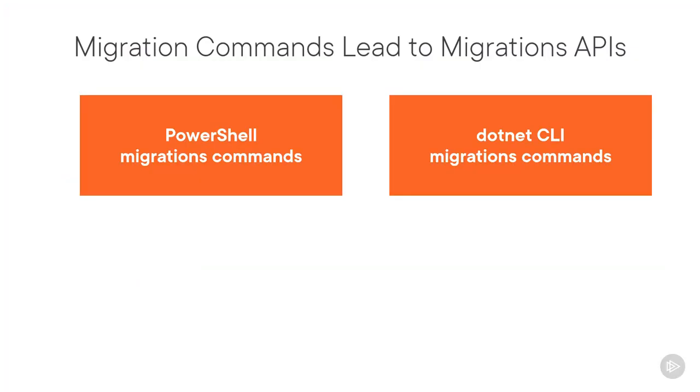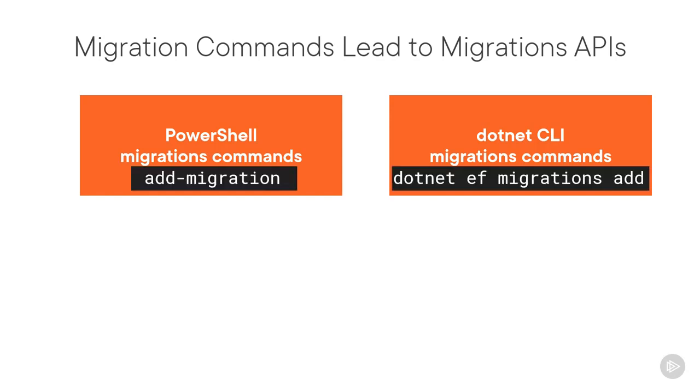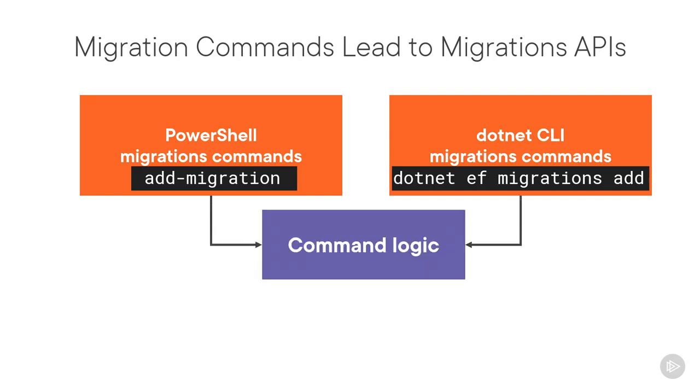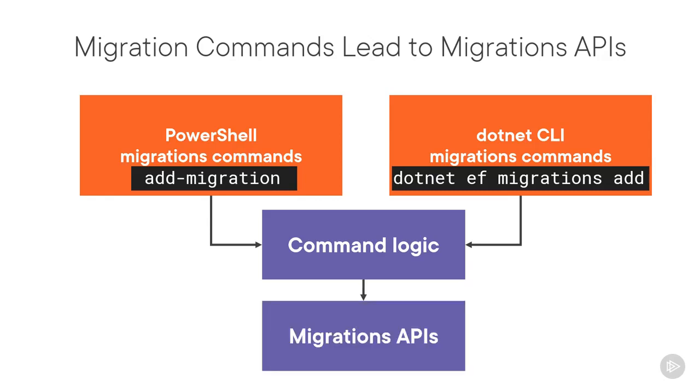Given that you know there are PowerShell commands and CLI commands, an example of this is the command that creates a migration file from the data model that's described by the DB context. The PowerShell command that you execute in Visual Studio's Package Manager console is add-migration, whereas the command line counterpart, which is an extension of the .NET CLI, is dotnet ef migrations add. The two sets of commands both lead to the same logic that performs the requested actions. And that logic then interacts with the migrations APIs that are found within the relational package, the same APIs that also provide the syntax for the migration files.